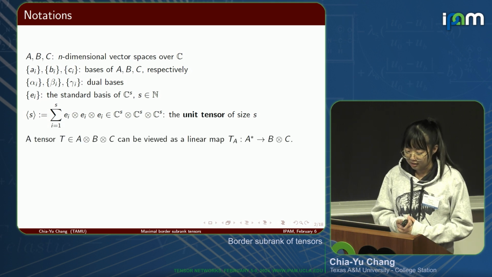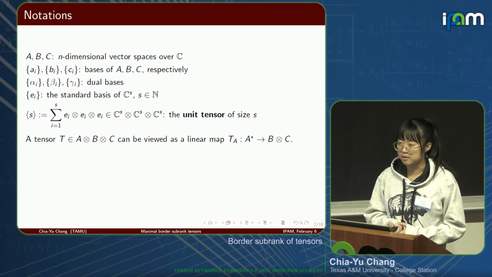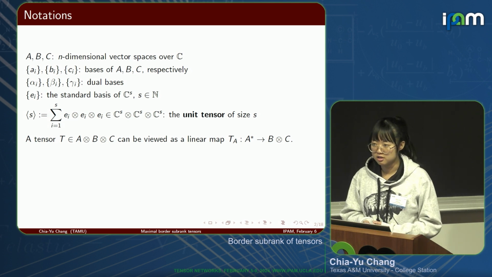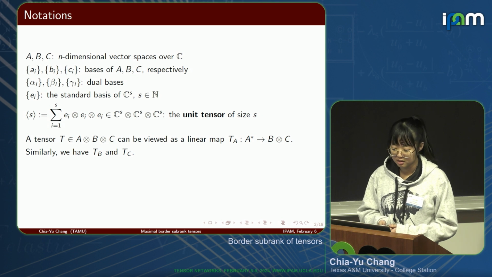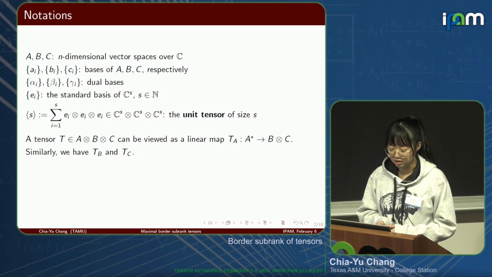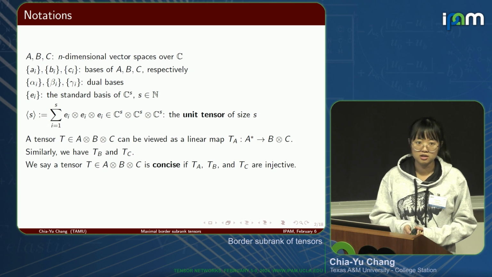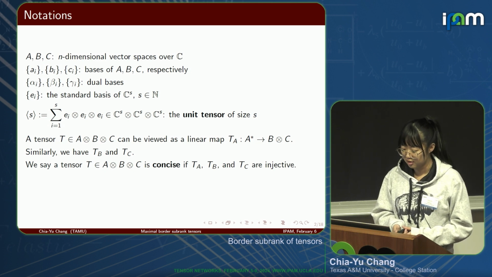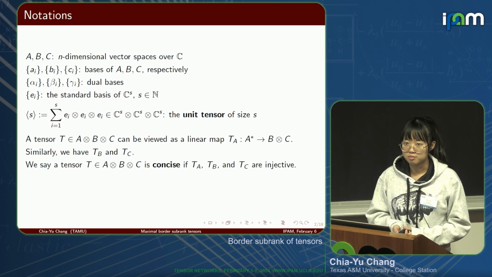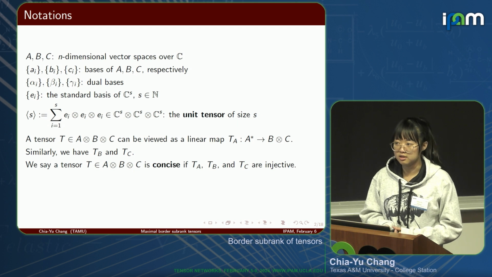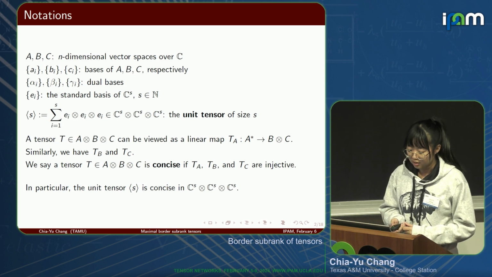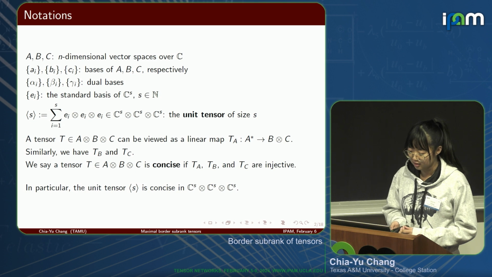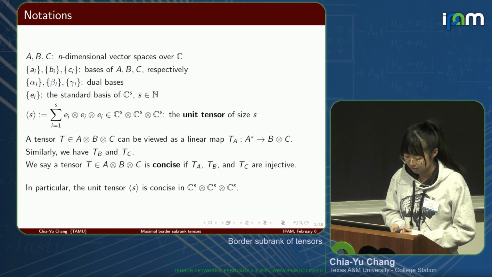And a tensor T can be viewed as a linear map from A dual to B tensor C, and similarly we have the linear maps T_B and T_C from B dual to A tensor C, and C dual to A tensor B. Okay, and we say that a tensor T is concise if all these three linear maps are injective. This also means that this tensor cannot be put in a smaller tensor space. In particular, the unit tensor of size S is concise in the space C^S tensor C^S tensor C^S.